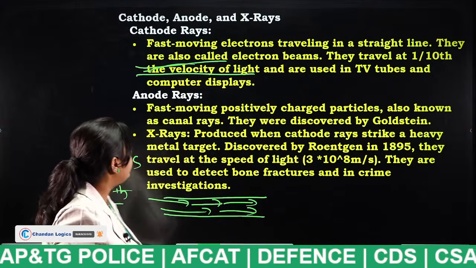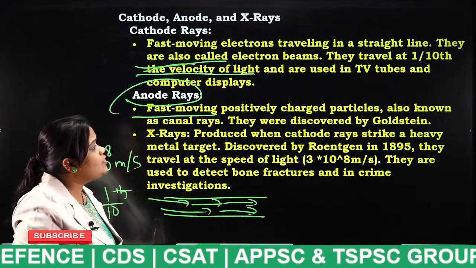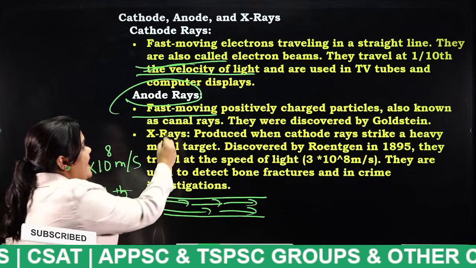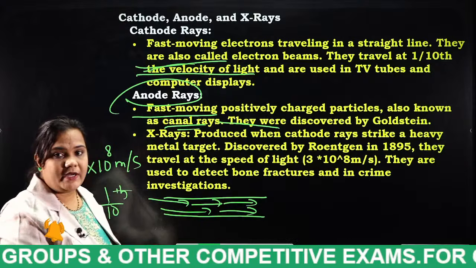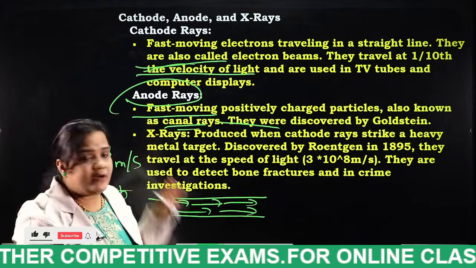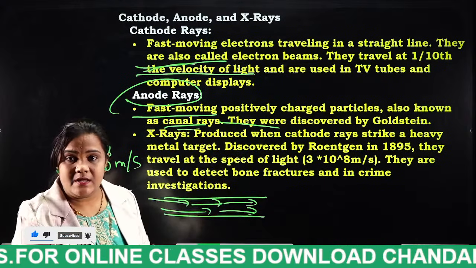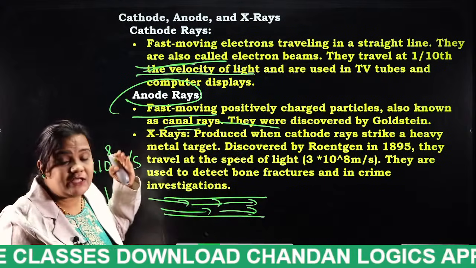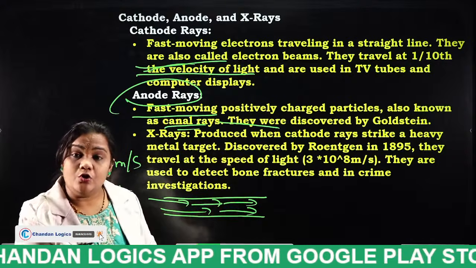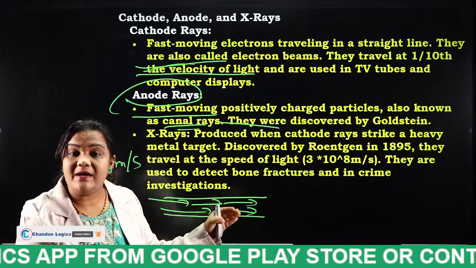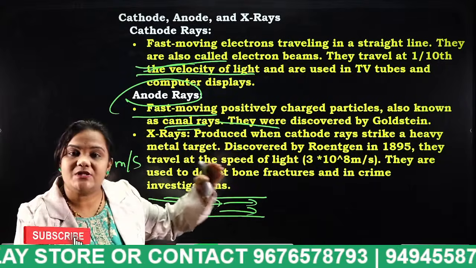Next, anode rays. Fast moving positively charged particles known as canal rays. They were discovered by Goldstein. Very, very important. What are anode rays? They are fast moving positively charged rays. They are also known as canal rays and they were discovered by Goldstein. Goldstein also discovered the proton, and the name of that proton was given by Ernest Rutherford.